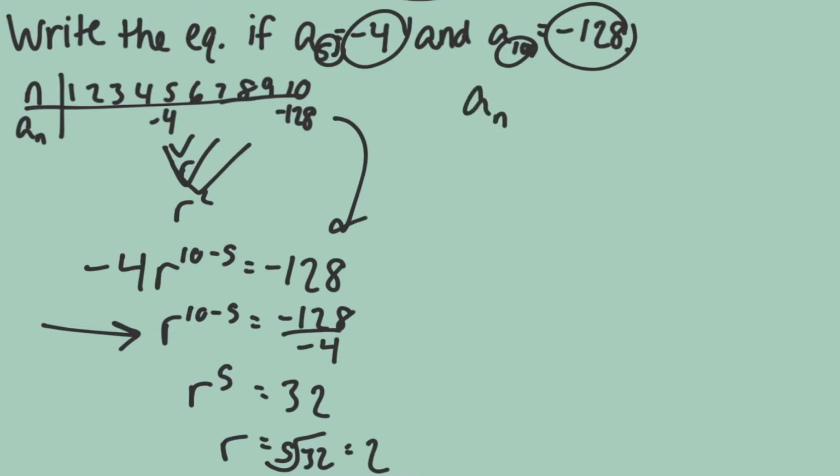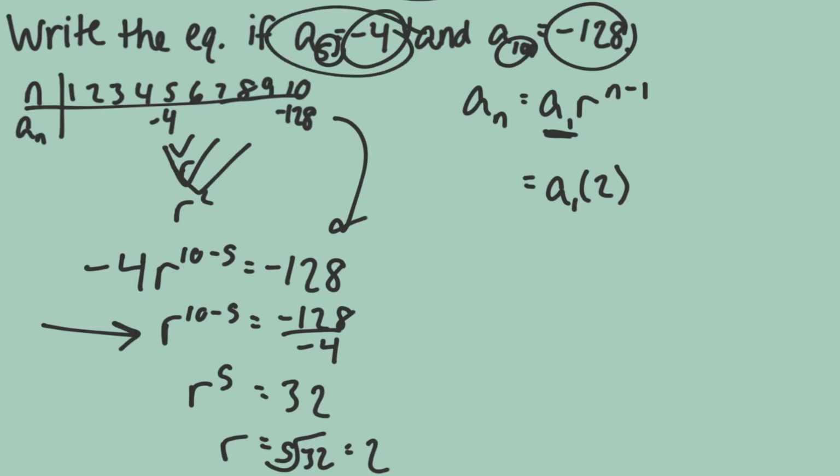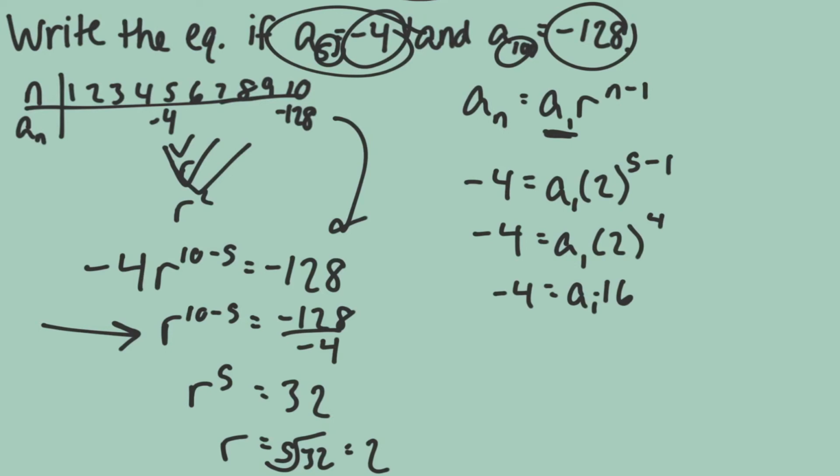The general formula we have is a sub n equals a sub 1 times r to the n minus 1. So we can solve for this first term now by plugging in the common ratio and then picking an n and an a sub n. So if we pick the one with the lower numbers, a sub 5 or the fifth term value is -4, and then the term number n was 5 that we can plug in, minus 1. Now we only have one variable, so we can solve for a sub 1. 5 minus 1 is 4, 2 to the fourth is 16, and then we can divide by 16 to both sides. So a sub 1 is -4 over 16, which is -1/4.